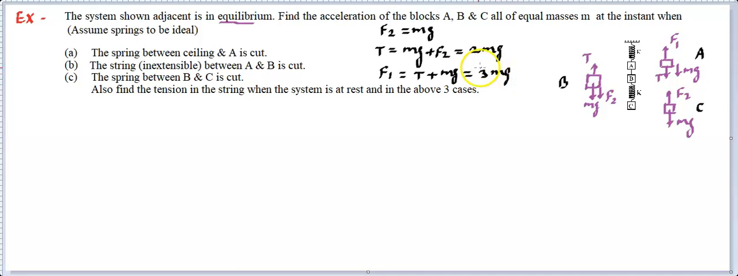So at equilibrium condition, tensions and spring forces and everything can be solved. Now when we talk about the first part of this question, if this is being cut, you'll find the force F1 will become immediately 0. So if force F1 becomes immediately 0, we can draw the free body diagram again and solve them, right? So what is going to happen with this A?